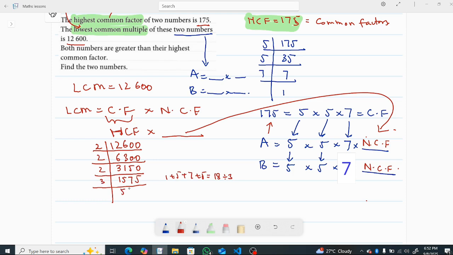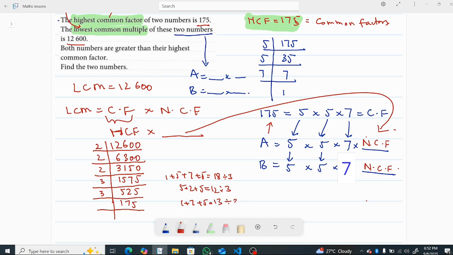3 5s are 15, 3 2s are 6, and 3 5s are 15 again. Now 5 plus 2 plus 5 is equal to 12. 12 is divisible by 3, so we can also divide by 3. So 3 ones are 3, 3 sevens are 21, and 3 5s are 15. Now 1 plus 7 plus 5 is equal to 13.